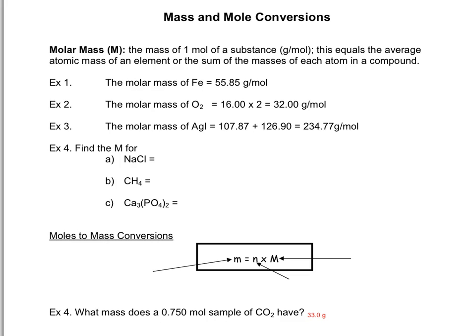The molar mass of AgI would be the molar mass of silver, 107.87, plus the molar mass of iodine, 126.90, which equals 234.77 grams per mole.